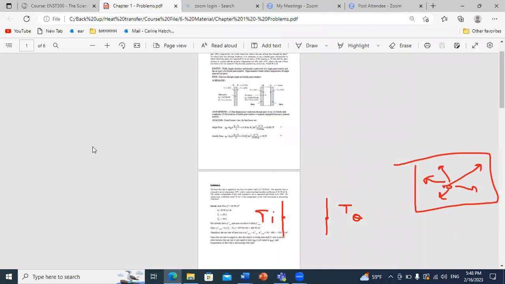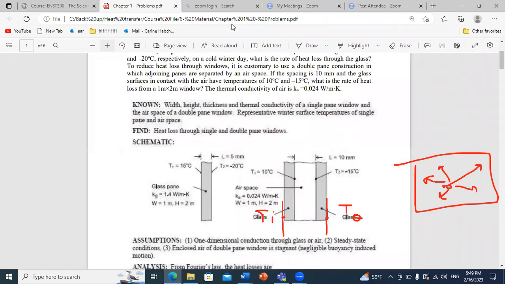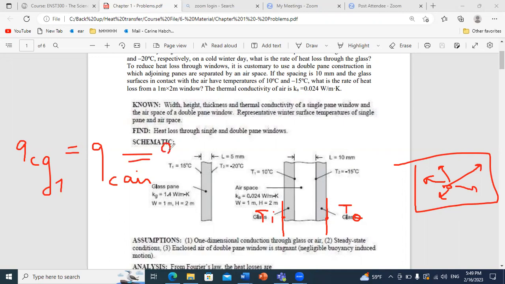Whenever you write the equation of energy transfer here, what can you write? You can write the following. You can write that Q conduction in glass layer 1 is equal to Q conduction in air, sorry, is equal to Q conduction in glass layer 2. This is the equation driving the temperature variation in your system. Okay, and then you can express each of your fluxes.